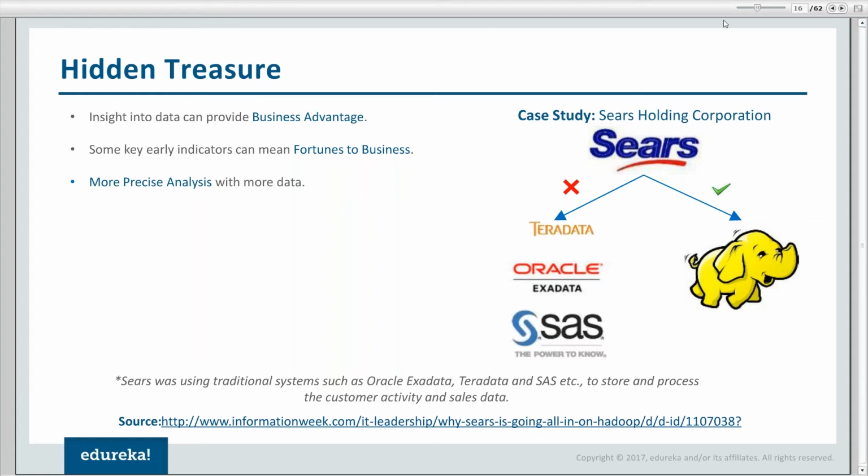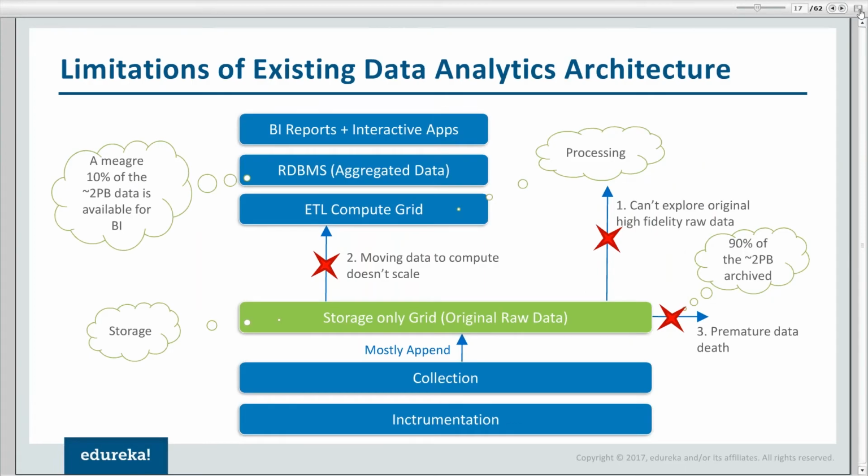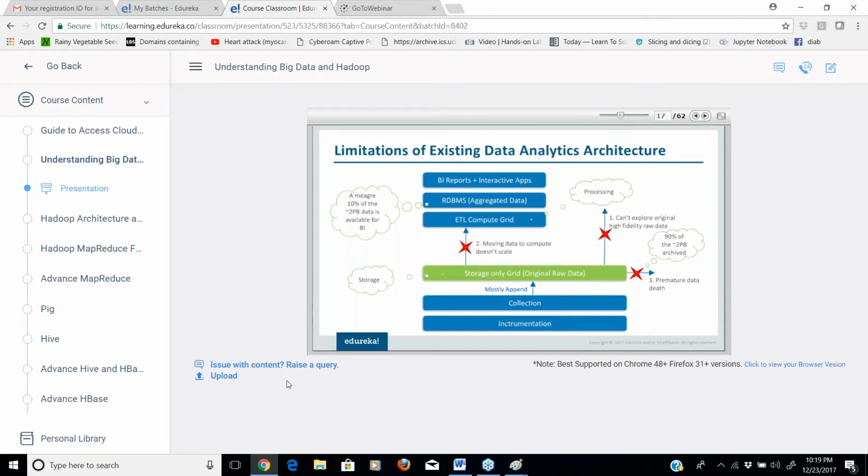Then they moved to Hadoop. All their analytics-related problems have been solved. Earlier they tried Teradata, Oracle Exadata, SAS, but still they were not able to do it. With Hadoop, they are able to store and process this huge amount of data. Now let's understand what a distributed file system is, and then we are going to learn what the different distributed file systems available are.